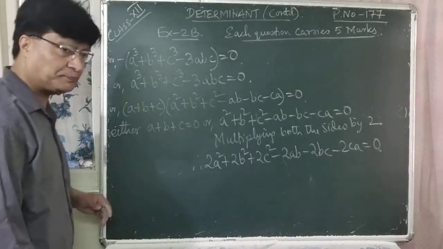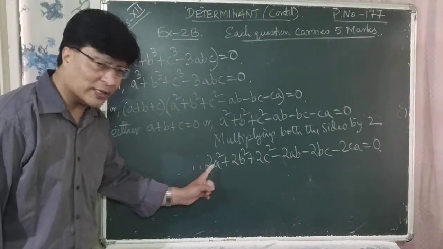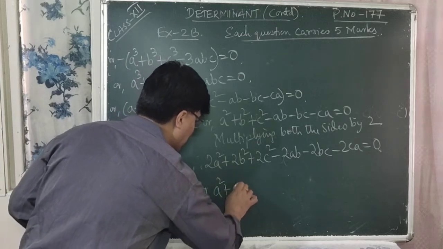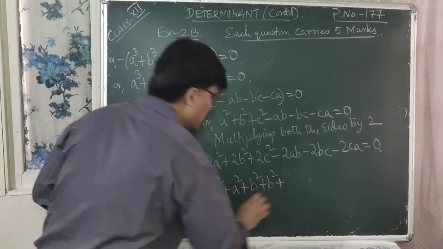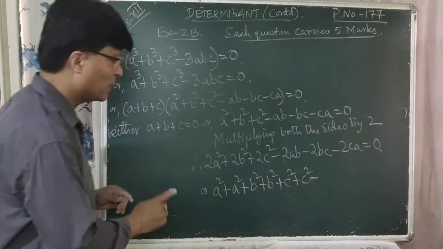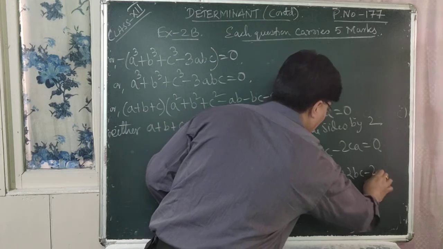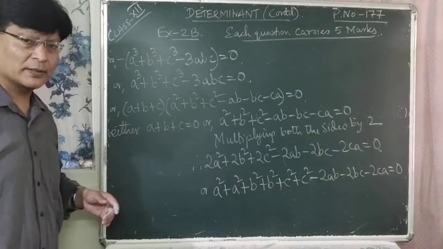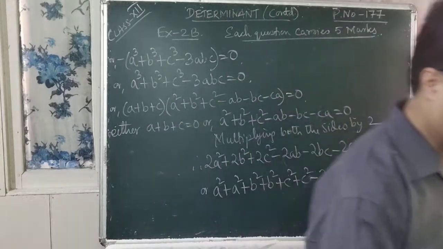So let us separate. Let us break this term, 2a square, 2b square, 2c square. So how can you write 2a square? a square plus a square, right? You can write here a square plus a square. What is 2b square? b square plus b square. What is 2c square? c square plus c square. Then write down minus 2ab minus 2bc minus 2ca, which is equal to 0. Okay. So I think we have understood it. You can copy it.